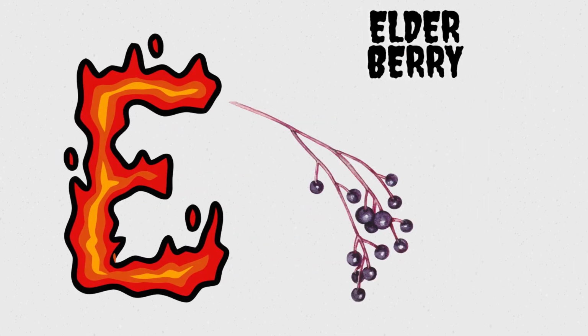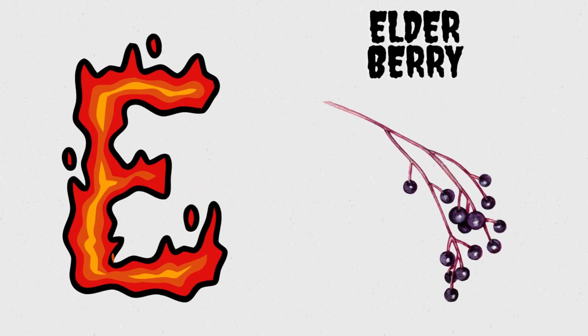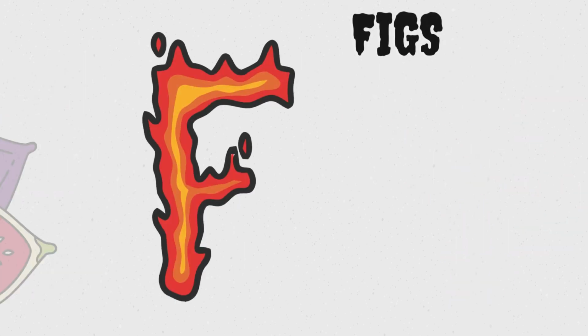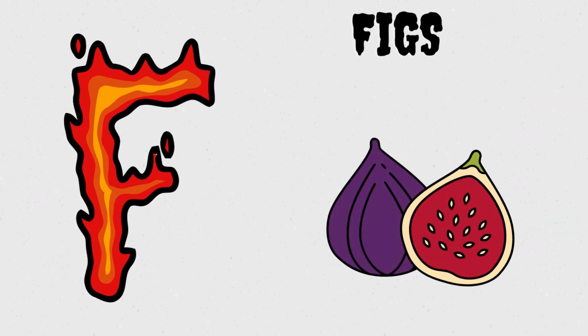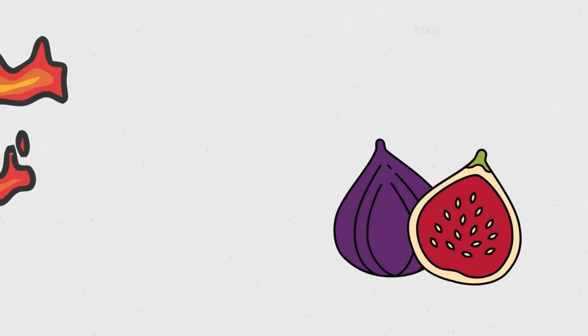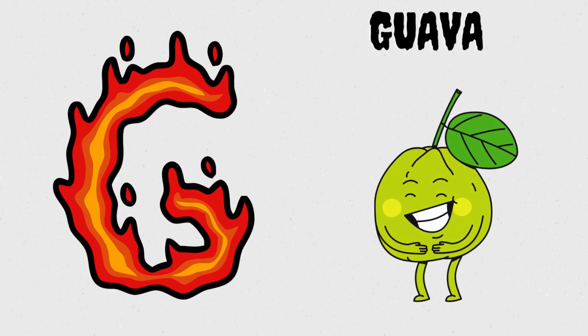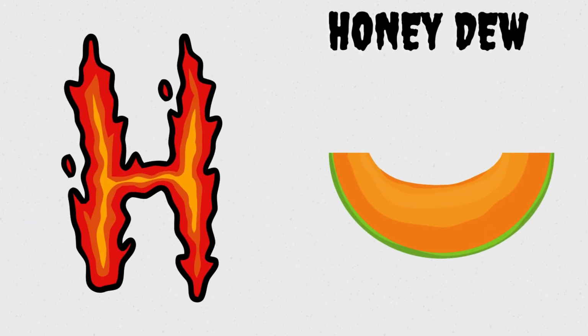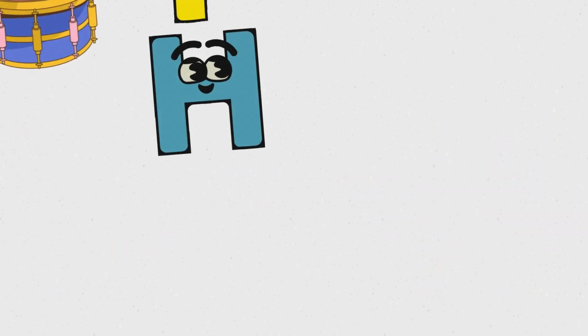E is for Elderberry. E, E. Elderberry. F is for Figs. F, F. Figs. G is for Guava. G, G. Guava. H is for Honeydew. H, H. Honeydew.